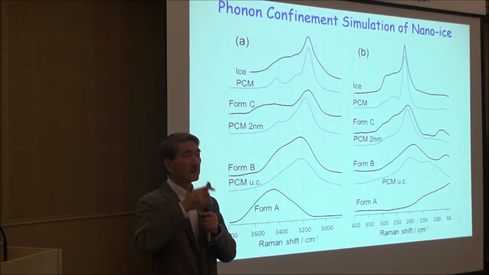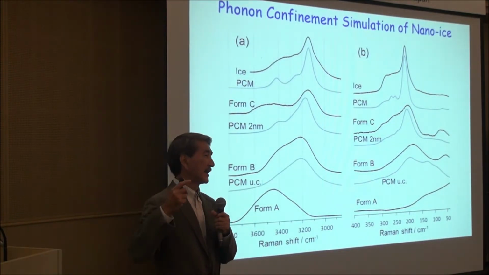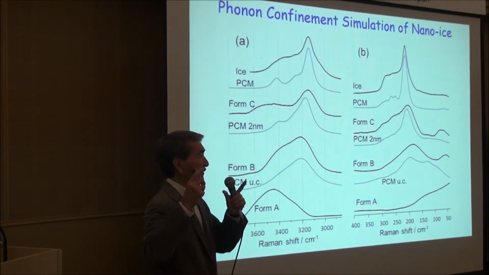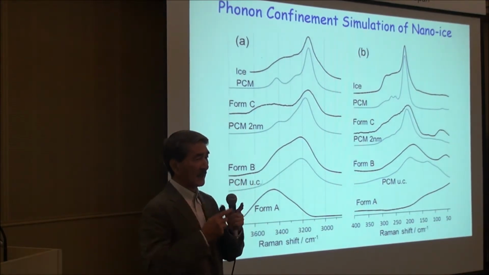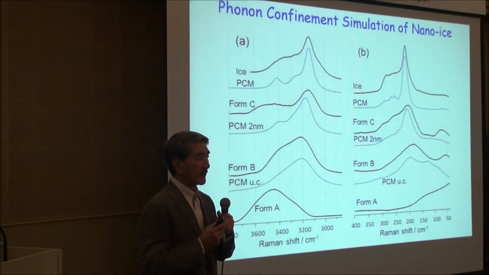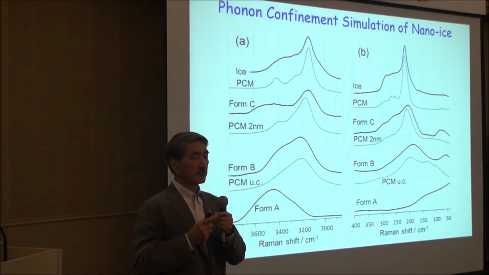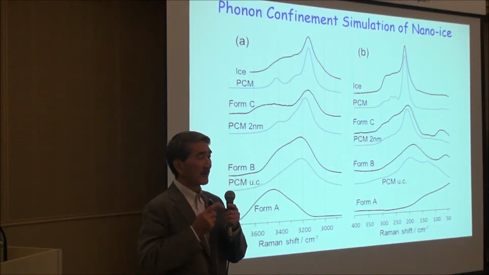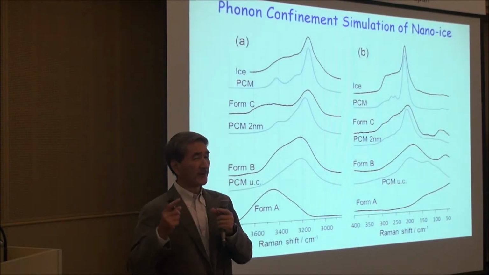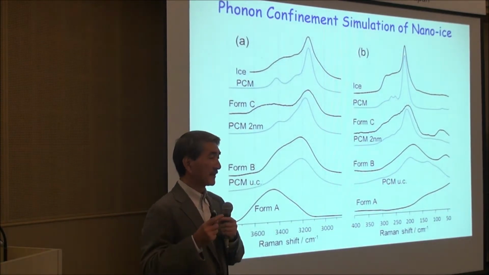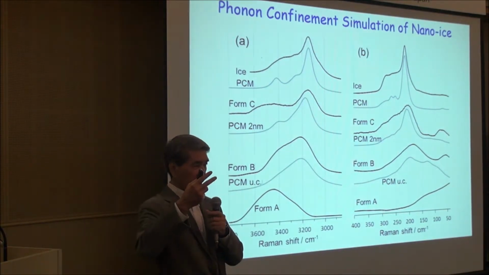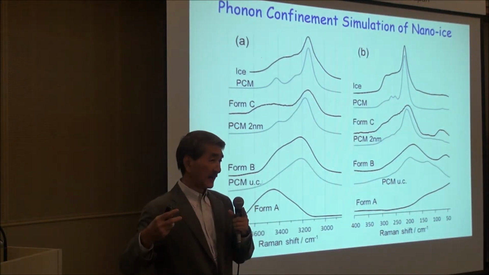Okay? So the k equals 0 point can give rise to Raman scattering. But if your size is smaller, at the nanometer scale, then the k equals 0 selection rule breaks down. And then points with k not equal to 0 contribute to the Raman scattering, and that causes a shift of the peak position and broadening of the spectrum.